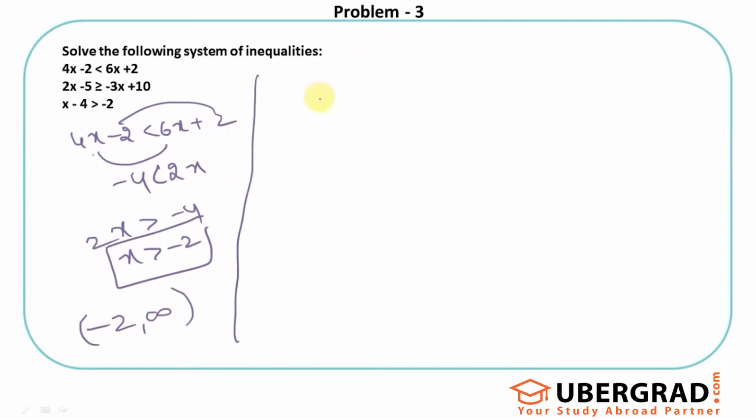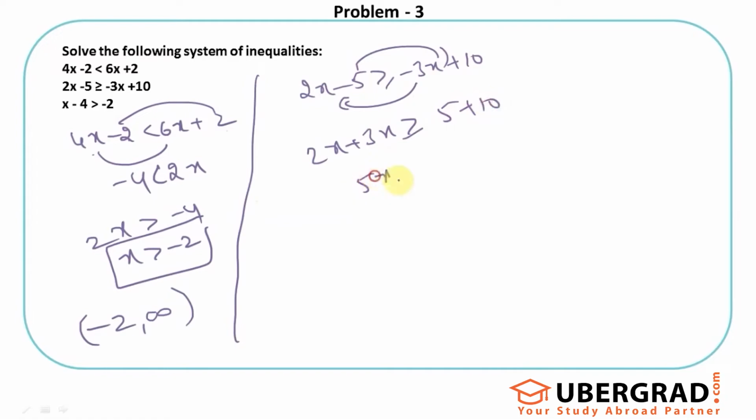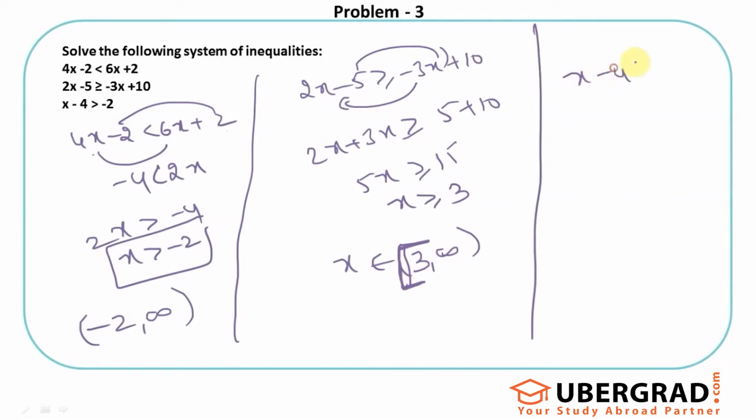What about the second? 2x minus 5 is greater than or equal to minus 3x plus 10. Minus 3x becomes plus 3x. Minus 5 becomes plus 5. 5x is greater than or equal to 15. X is greater than or equal to 3. So x belongs to 3 to infinity with a square bracket. 3 is also accepted. The last one is x minus 4 is greater than minus 2. This goes this side. X is greater than 4 minus 2. So x is greater than 2.